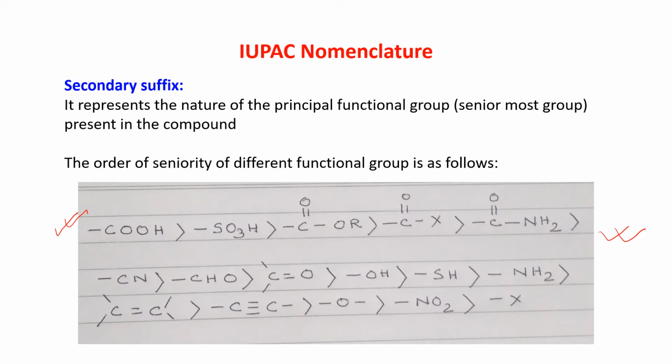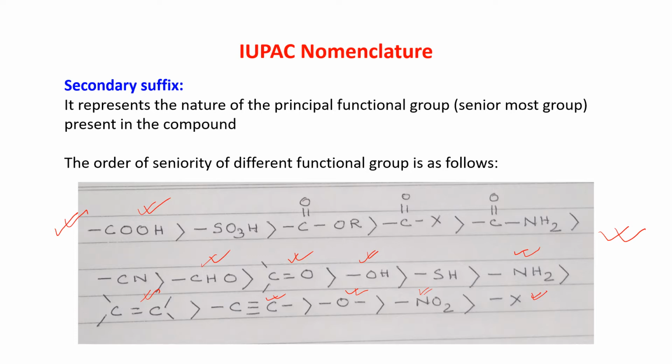And most commonly, acid group, aldehyde group, keto group, alcohol group, then amino group, then this is your double bond, this is your triple bond, and then this is ether, then nitro, then halogen. These are the most important ones. So you have to learn all these things. You have to remember. Otherwise you will have problems.